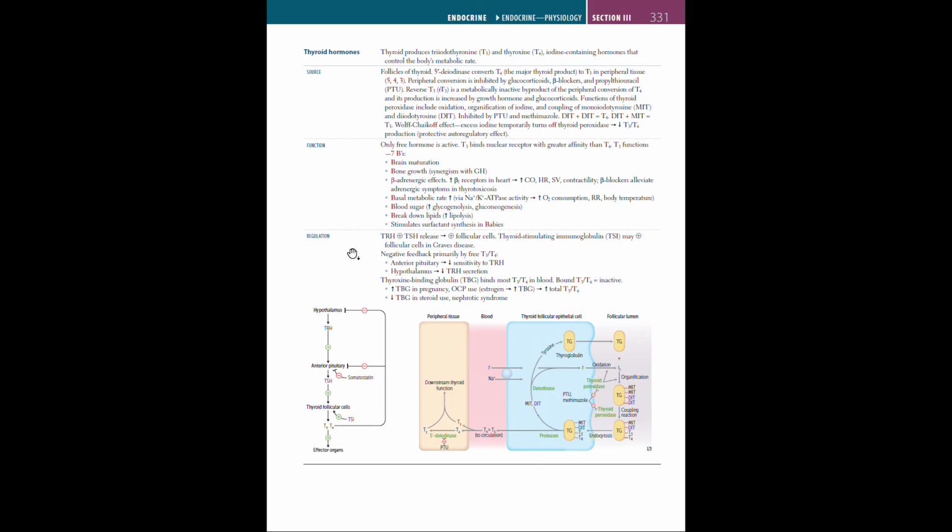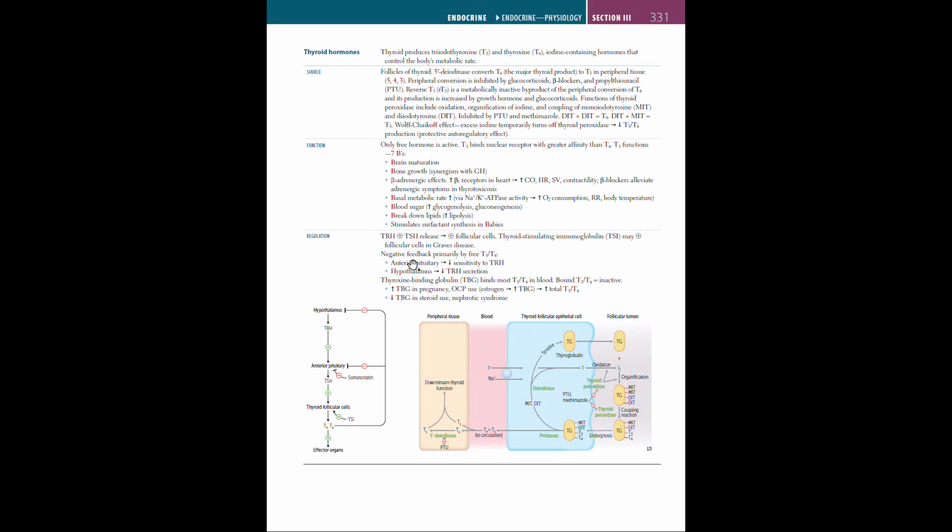Regulation. TRH causes TSH release, which will further activate follicular cells. Thyroid stimulating immunoglobulin, TSI, may activate follicular cells in Graves' disease, having a positive effect on follicular cells.